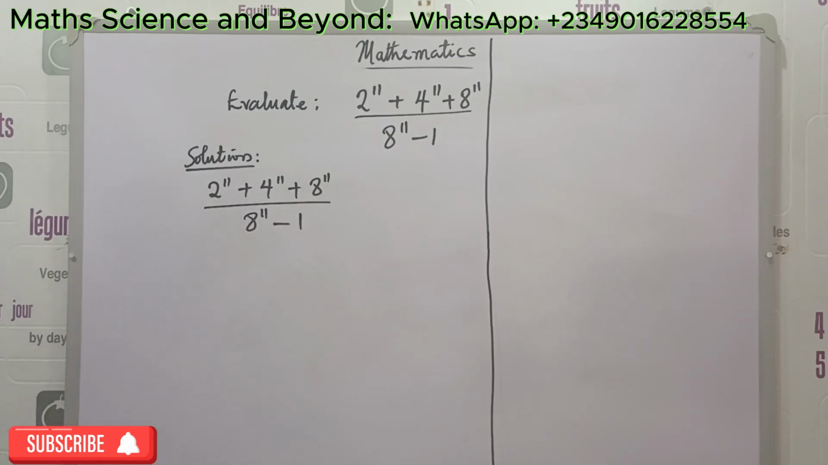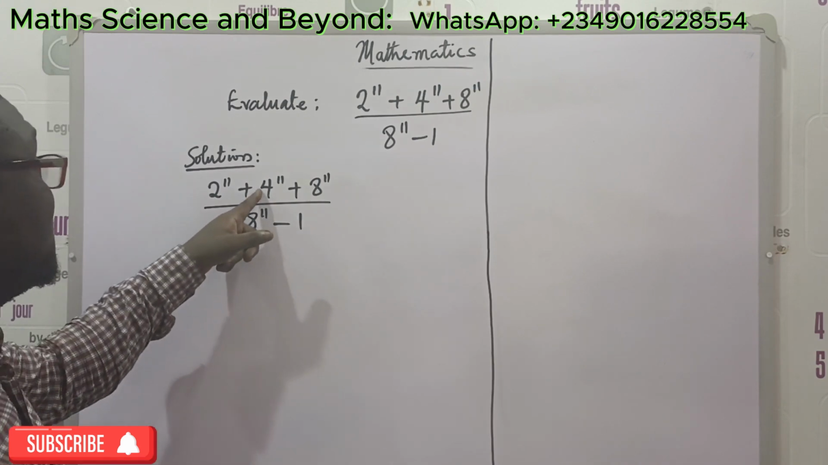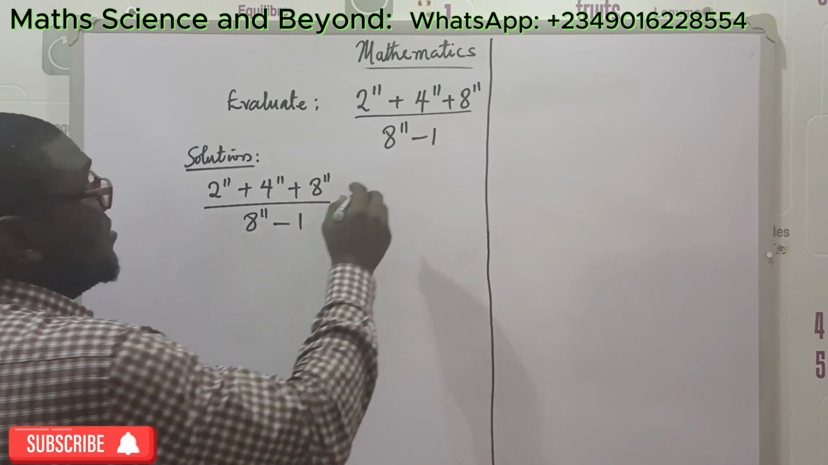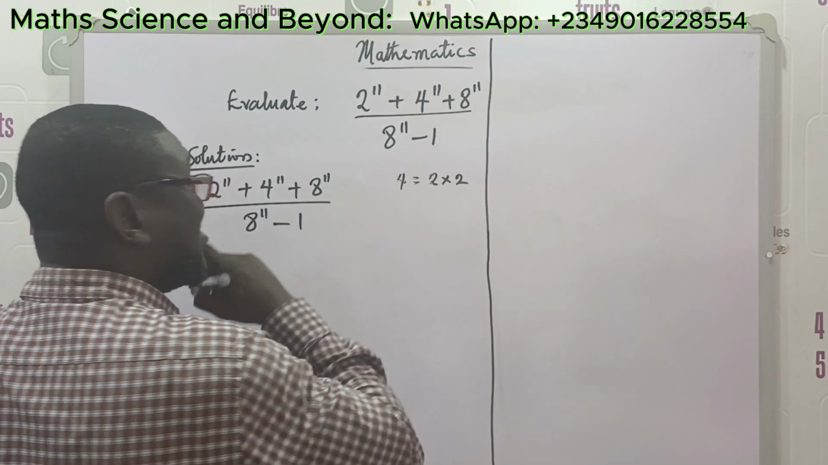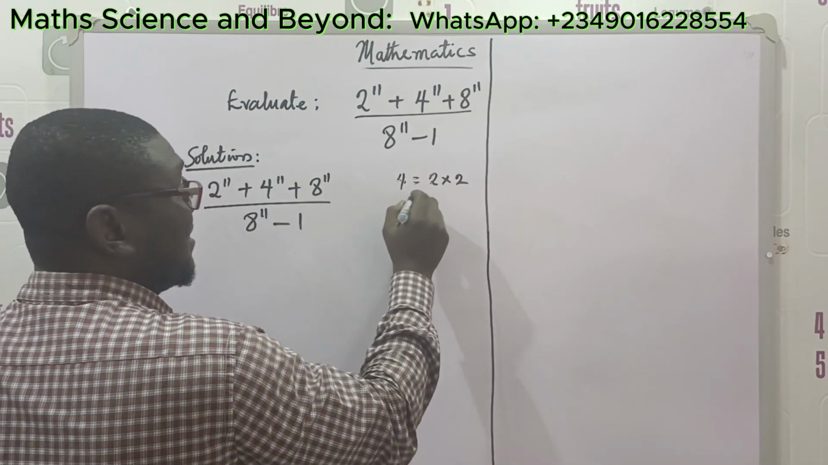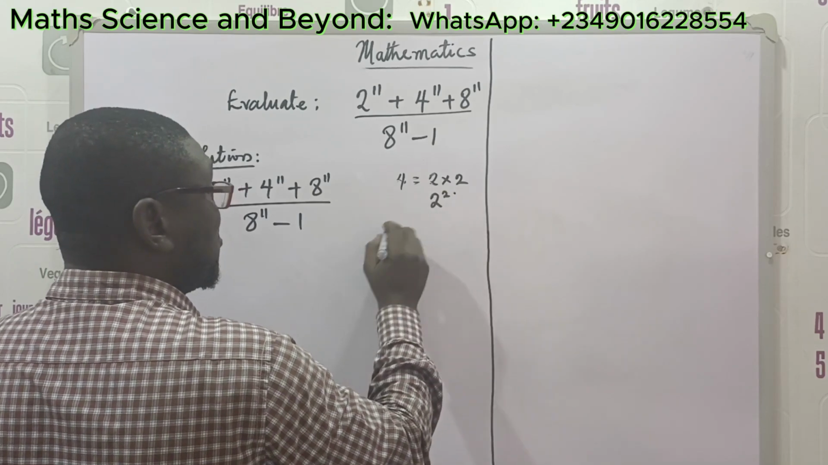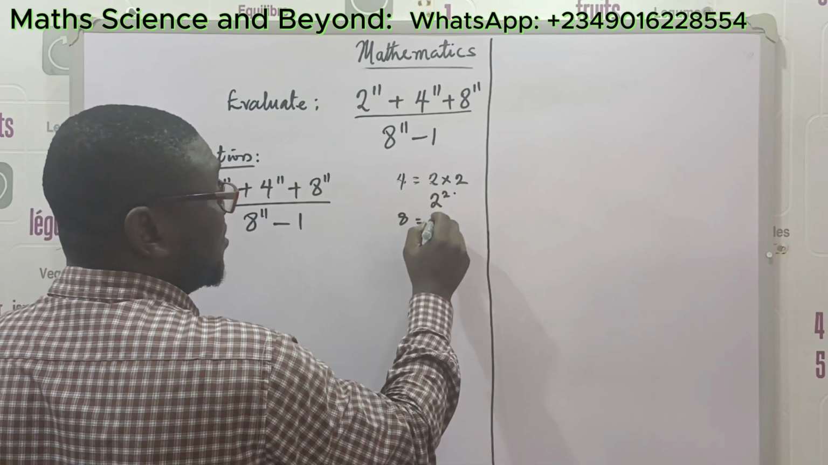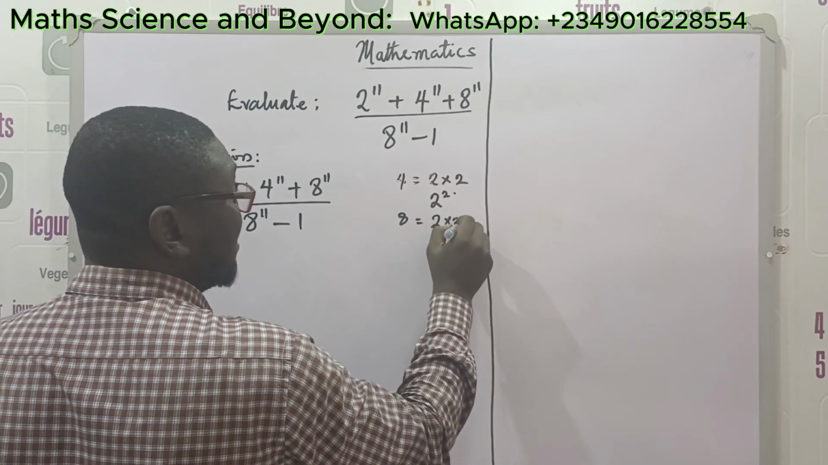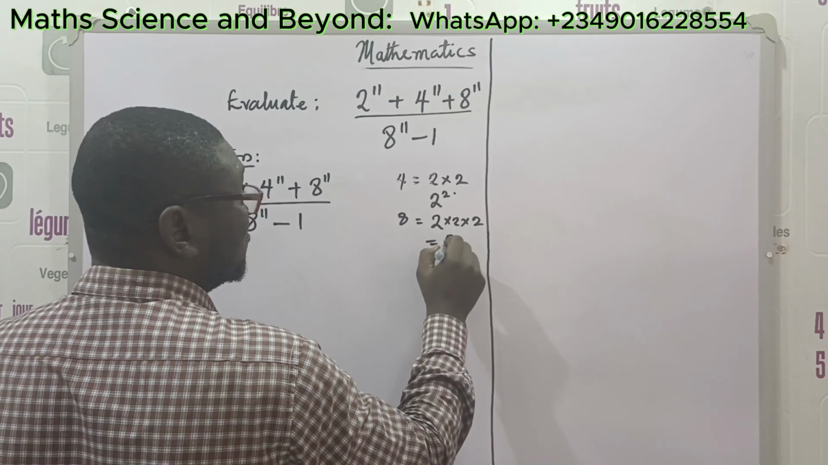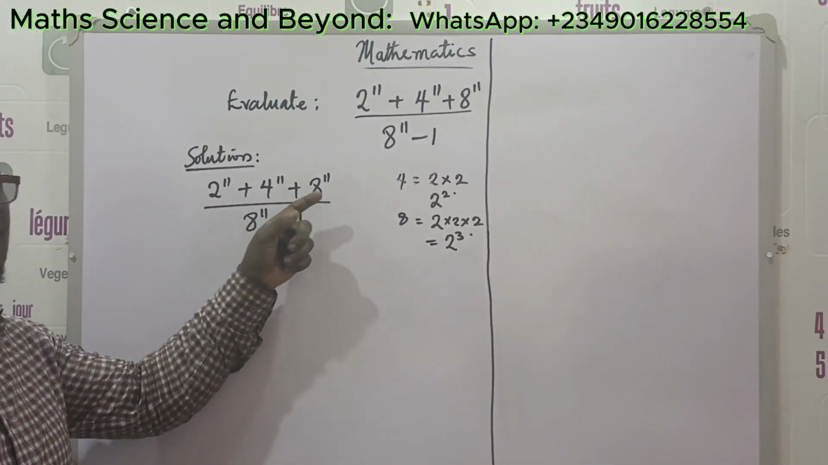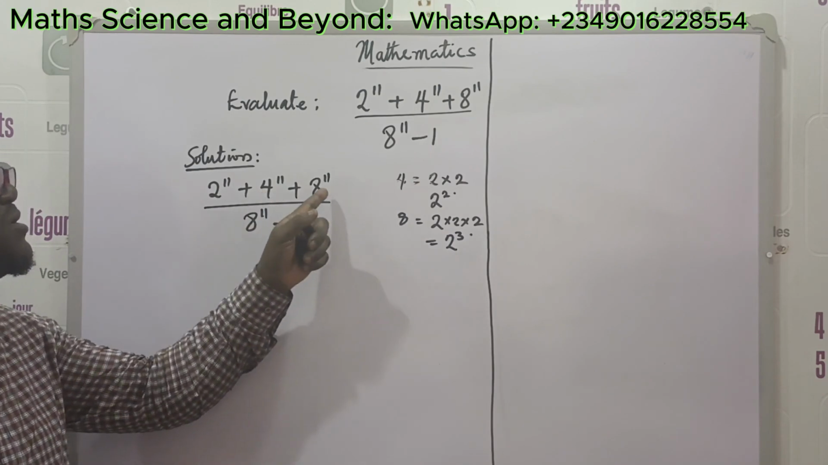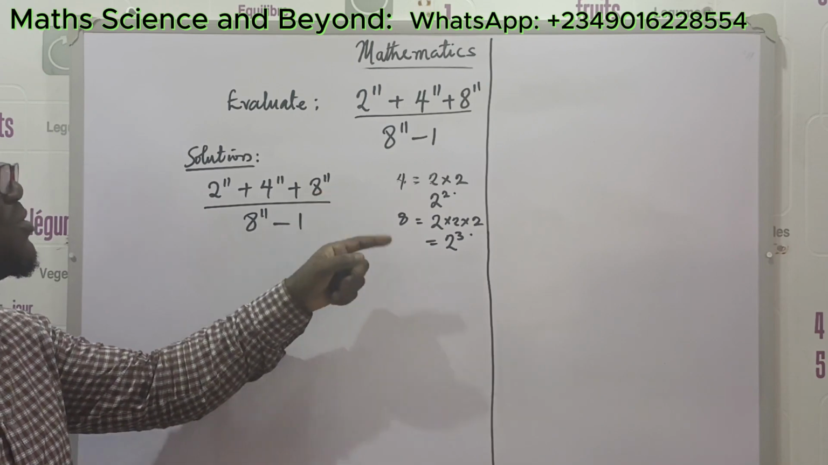2 is there already. There is nothing you can do to 2. But we will try and transform 8 and 4. We know that 4 is equal to 2 times 2, which is the same thing as 2 raised to power 2. We also know that 8 is equal to 2 times 2 times 2, which is the same thing as 2 raised to power 3. So instead of 4 here, we are going to substitute 2 raised to power 2. Instead of 8, we are going to put 2 raised to power 3.